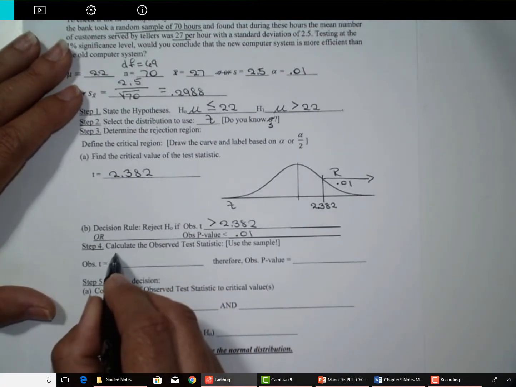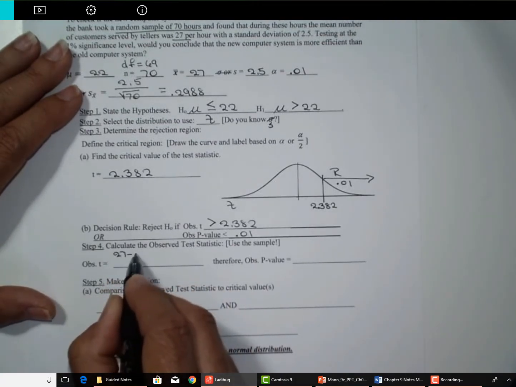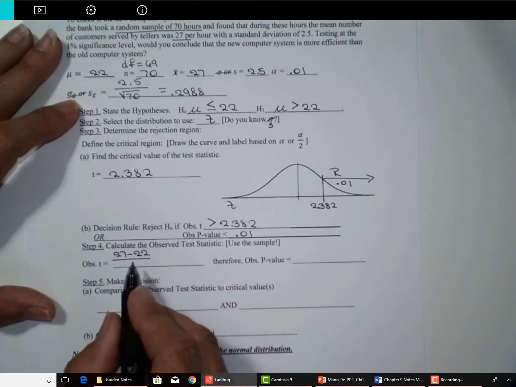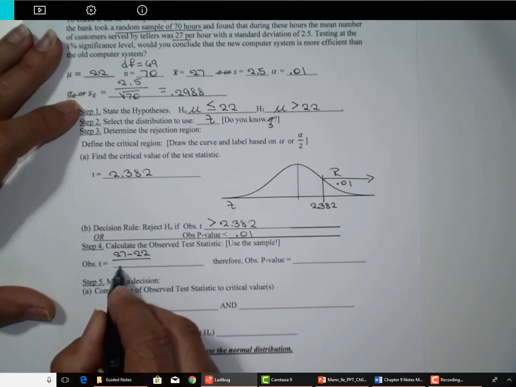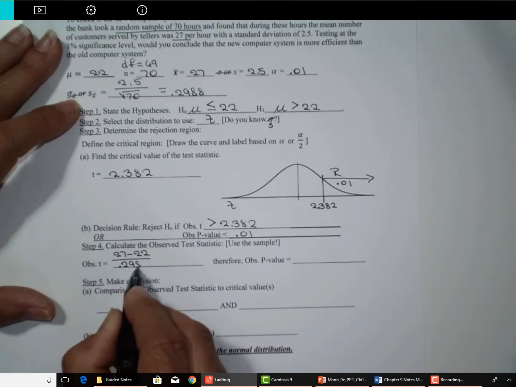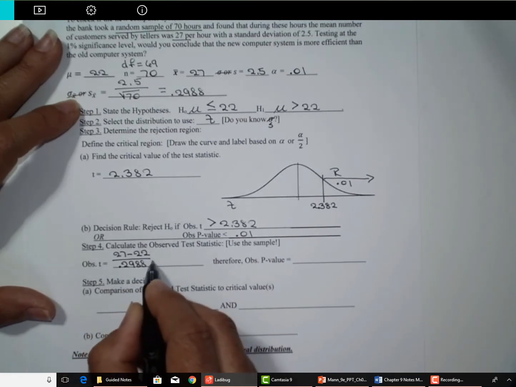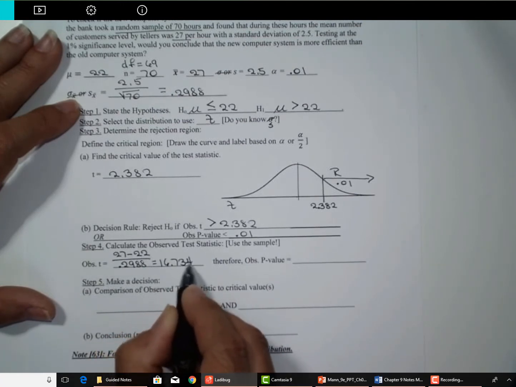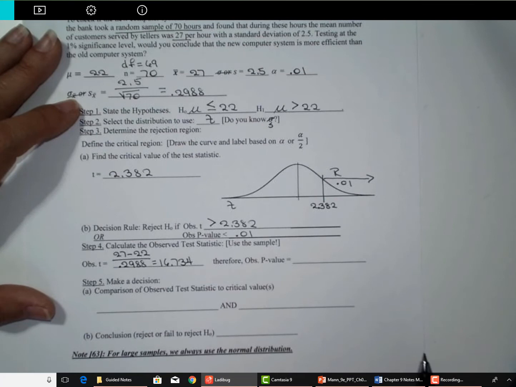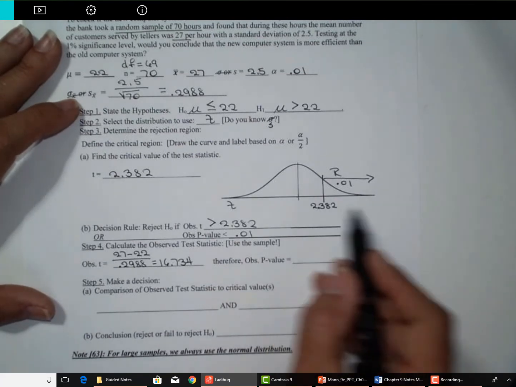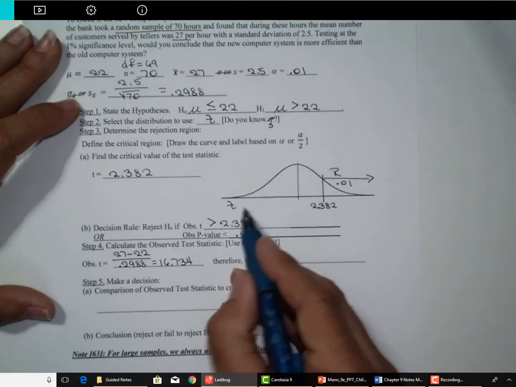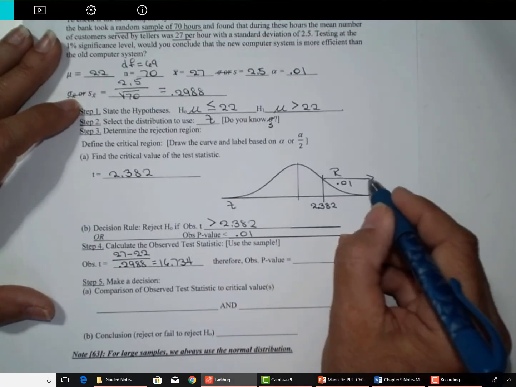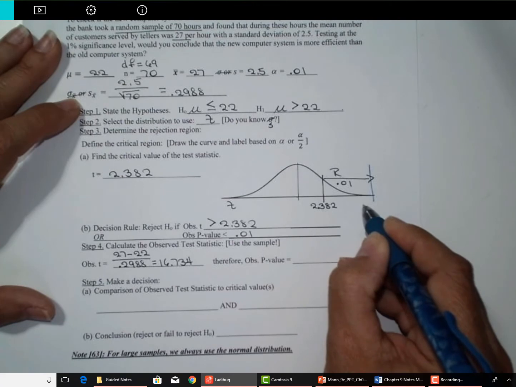We have a sample mean of 27. We're going to subtract our 22, which was the old mean, and then we're going to divide by the standard deviation, the one we calculated, 0.2988. When we do this, we come up with 16.734. That's our new t-value. Now, 16.734 is going to be way off the charts as far as standard deviations from the mean. So I'm going to put it over here just so you can see what I'm dealing with.